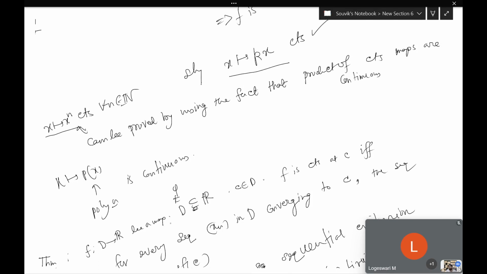Similarly, using the fact that products of continuous functions are continuous, we can show that x goes to x squared is continuous, and also that x goes to kx, some constant times x, is continuous. And as a consequence, it tells us that polynomial functions are continuous. Okay.